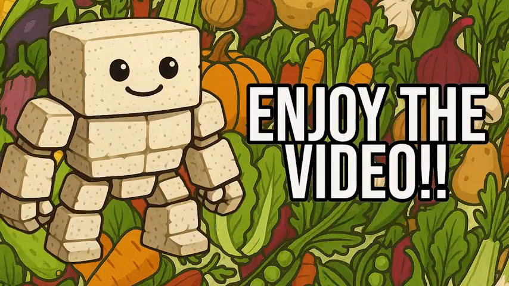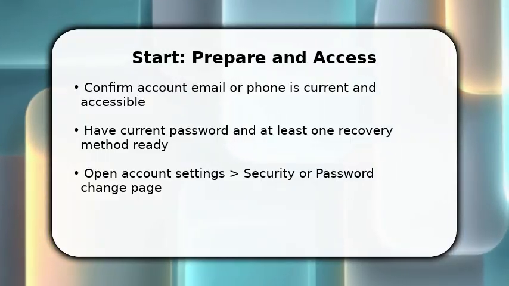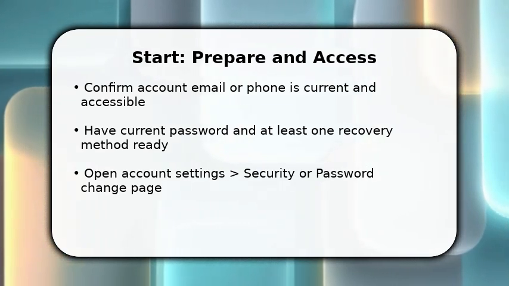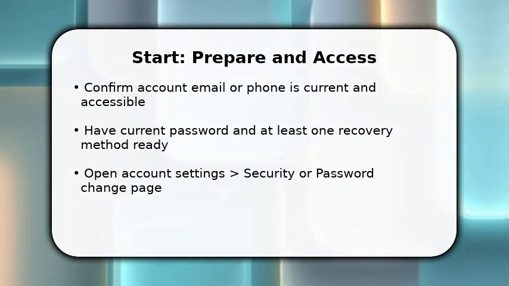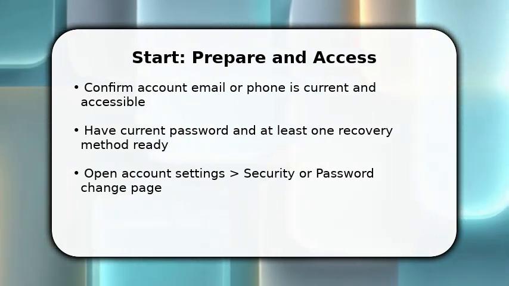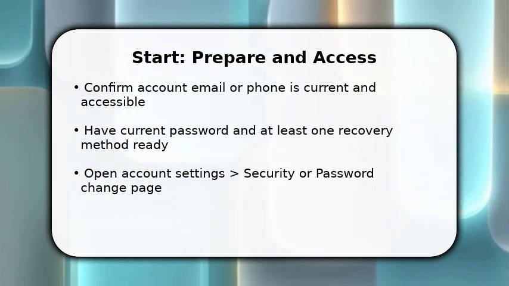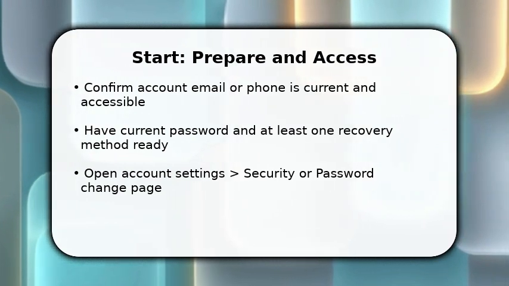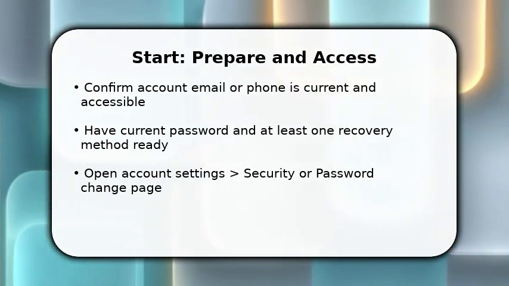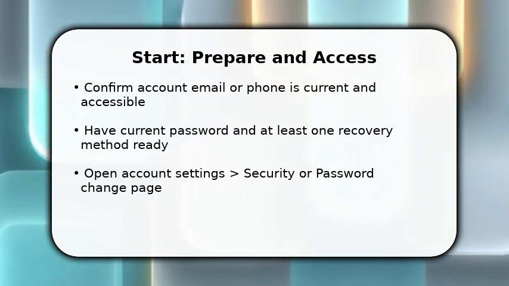Please enjoy the video. You begin now by confirming the recovery contact, email or phone, so resets land where you can reach them. Once done, sign in with your current password and navigate to Settings, then Security or Password. Make sure two-factor prompts are nearby. You may need a code. You do this because verifying contact and device reduces lockout risk.